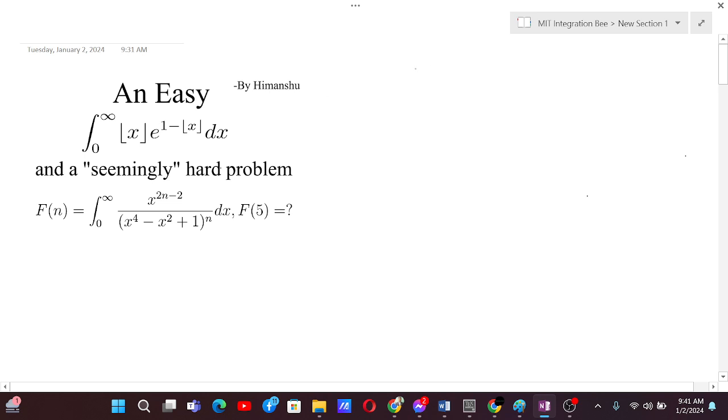The first problem is the integral from 0 to infinity of floor of x times e to the power 1 minus floor of x. Now, when there are floor functions, we need to know how to deal with such integrals. Basically, if there are floor functions, we try to break the integral into sums in this way.